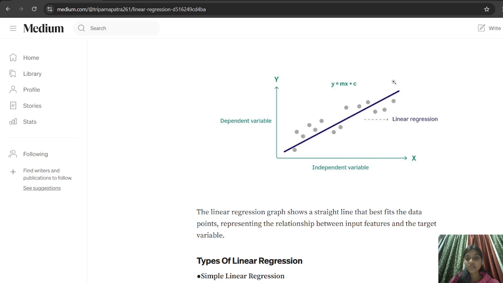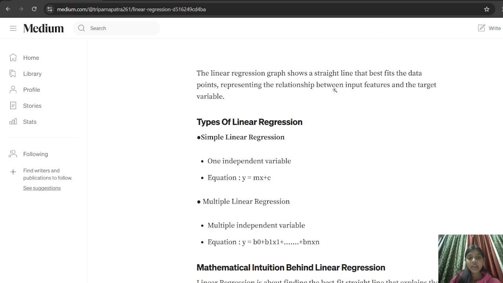Here is the straight line. As we know, the equation of a straight line is y = mx + c. Here is the y-axis and this is the x-axis. x is the independent variable and y is the dependent variable. As we can see, y depends upon the variable x, so y becomes the dependent variable.